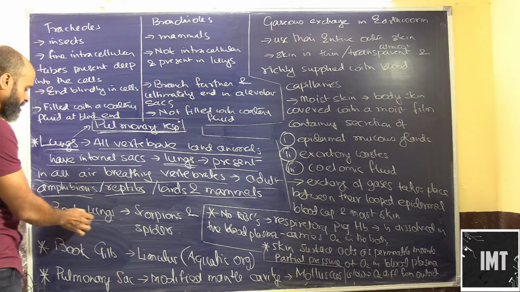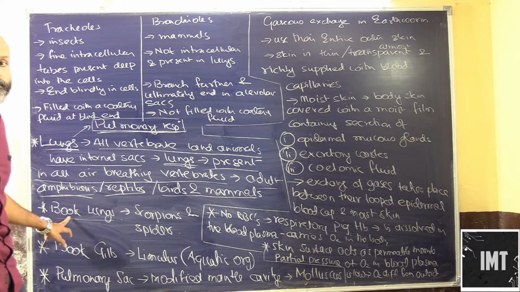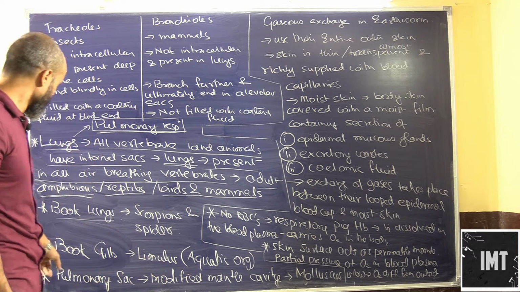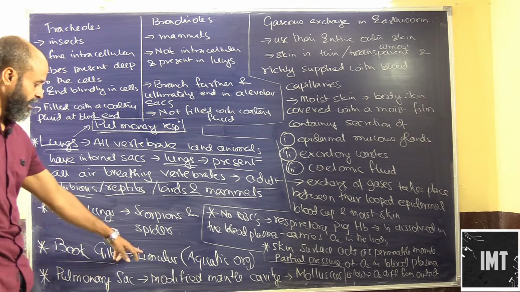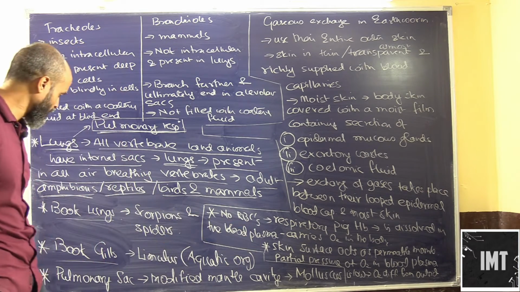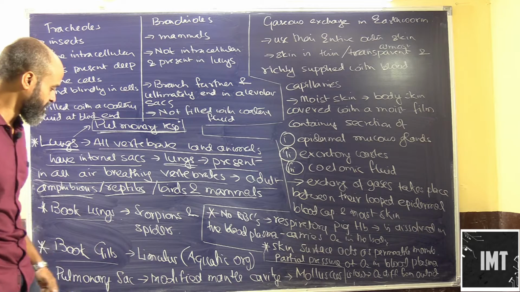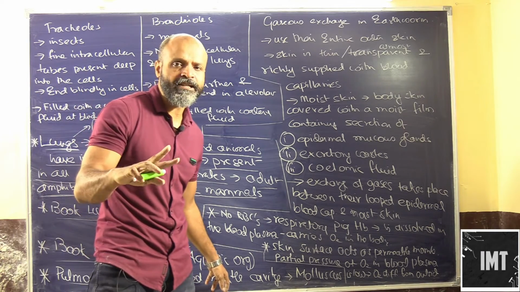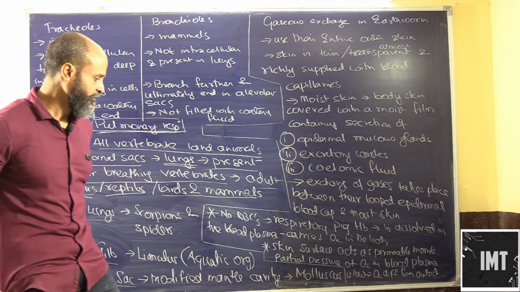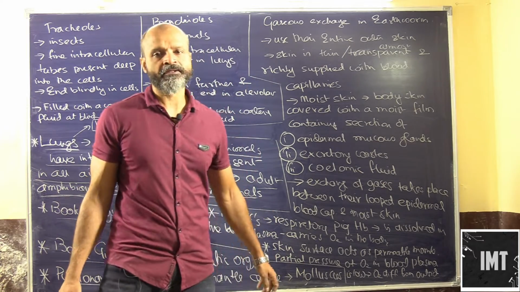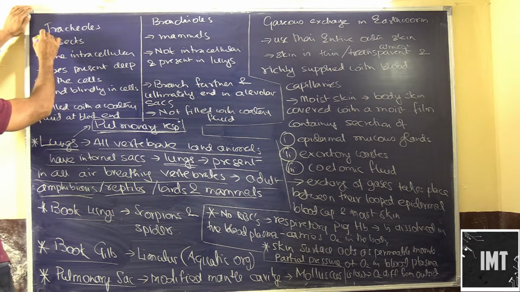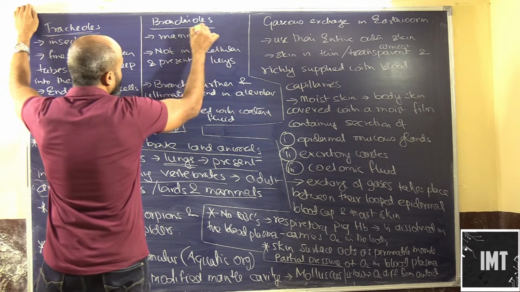Now there are certain animals which have book lungs. Scorpions and spiders have book lungs. Then we have book gills in Limulus, which is basically an aquatic organism. Then there are certain animals which have a pulmonary sac. The modified pulmonary sac is basically a modified mantle cavity, and this is noticed in molluscs as well. Now we will talk about what are tracheoles and what are bronchioles.